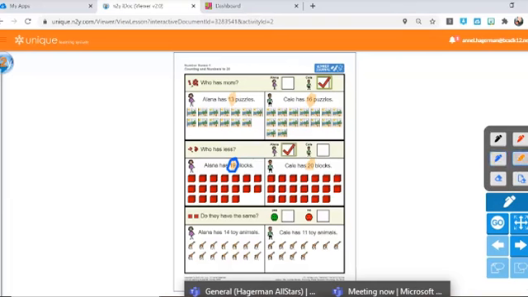Elena has 14 toy animals. Yep. So Elena has 14. Kale has 11 toy animals. Yep. So Kale has 11. Do they have the same? Nope. They do not have the same. Good job.